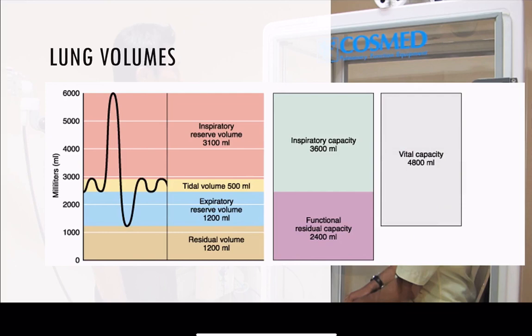Vital capacity is the maximum amount of air you can move in and out of your lungs. So vital capacity is all of your volumes minus residual volume. And then obviously total lung capacity is the total volume or space that you have in your lungs.